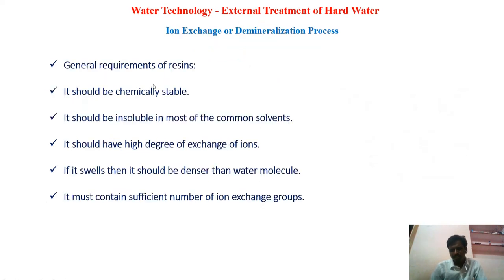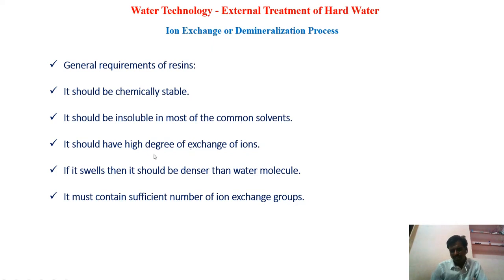So, what are the basic requirements? The basic requirements of resins are that they should be chemically stable. They should not react with water, which means they should be insoluble in water. They should be insoluble in most common solvents. Next, they should have a high degree of ion exchange, meaning the exchange of ions between water and resin should be very quick.